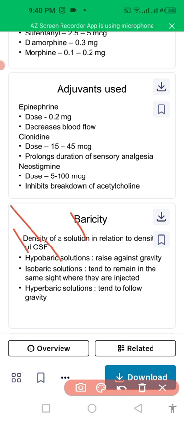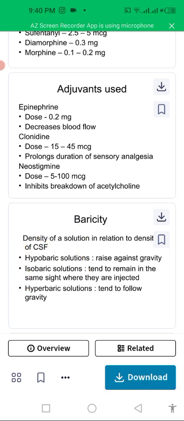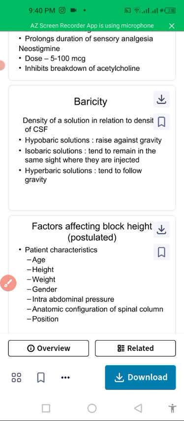Hypobaric solution rises against gravity. Isobaric tends to remain the same. Hyperbaric tends to follow gravity and settles down. So this is why we have to keep the position of the patient to prevent higher spinal block.